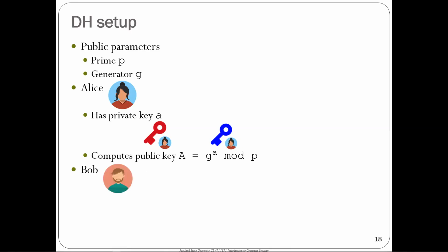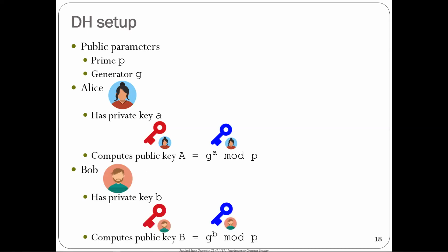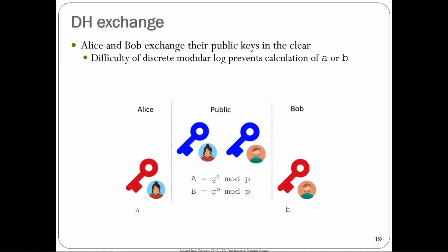Bob is going to do the same thing. Bob has a private key, which is little b, his red key, and then calculates a public key, capital B, which is the generator G to the little b power mod the prime P. Okay, this is the Diffie-Hellman key exchange. Alice and Bob publish their public keys in the clear.